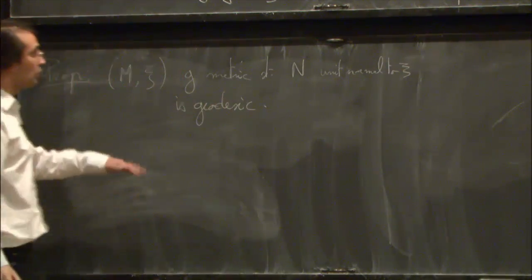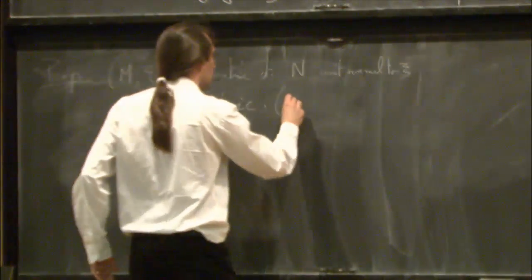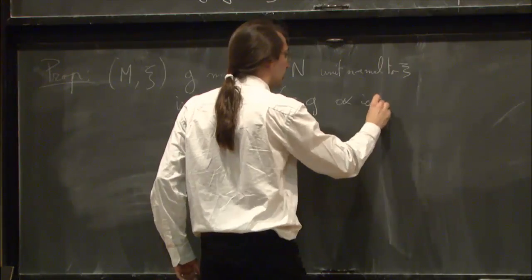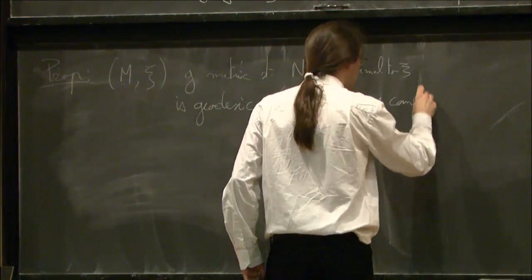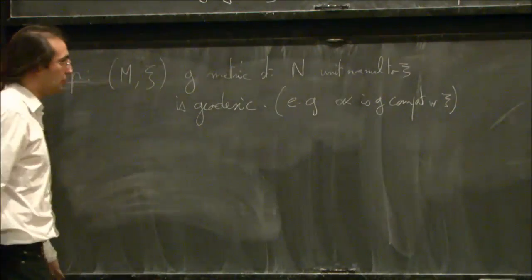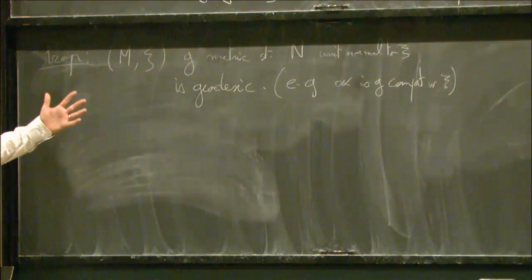So in particular, G could be compatible with Xi. Okay? So e.g., if G is compatible with Xi, but it's a bit more general, then we already have something to say about contact topology.